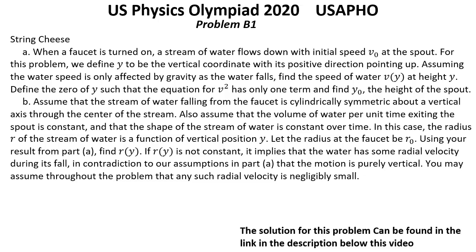If r(y) is not constant, it implies that the water has some radial velocity during its fall. In contradiction to our assumptions in part A that the motion is purely vertical, you may assume throughout the problem that any such radial velocity is negligibly small.